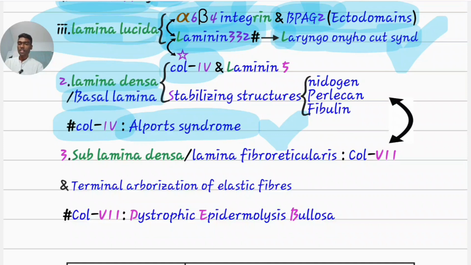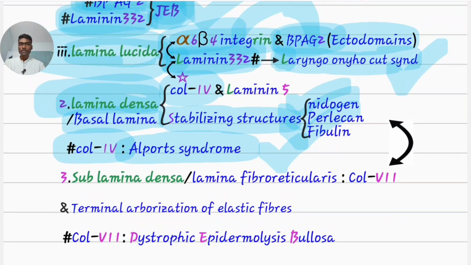It is also known as basal lamina. Lamina densa is also known as basal lamina. It contains stabilizing structures like nidogen, perlecan and fibulin. Here I have written laminin 5. It is nothing but laminin 332 only. Here it is entering lamina densa also and contributing to lamina densa.